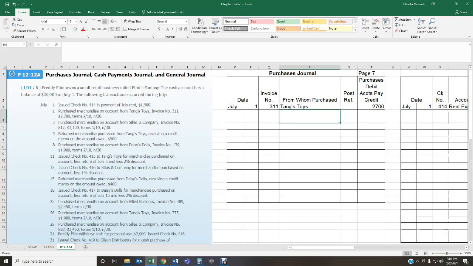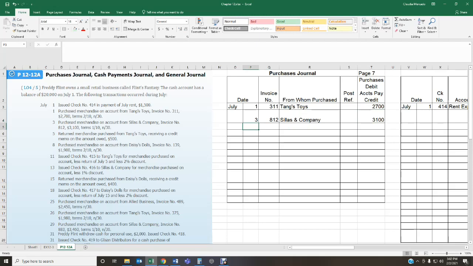On the 3rd, we purchased more merchandise on account from CS and Company. Invoice number 812 for $3,100. Terms 1/10, net 30. So that means if we pay within 10 days, we'll get a 1% discount. So this is happening on the 3rd because it is a purchase. We're purchasing merchandise. It's going to go under your purchases journal. So this is invoice number 812, and we purchased this from CS and Company. And the amount is $3,100. So that happened on the 3rd.